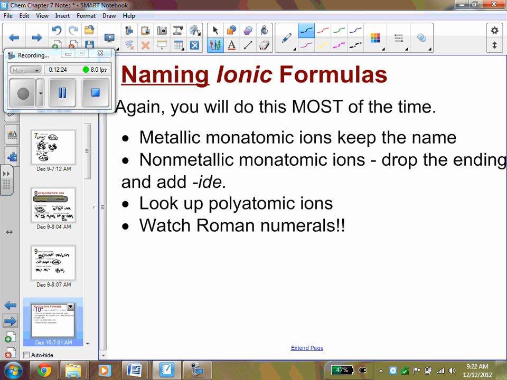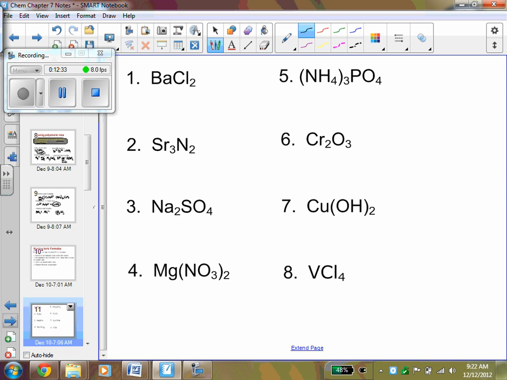If you ever have a polyatomic ion, you're going to look it up and just be careful of the Roman numerals when you're talking about the cations. Okay? So some examples of these. If we have to name this, and again, pause the video whenever you need to, but you're just going to say barium chloride. So this is barium chloride.